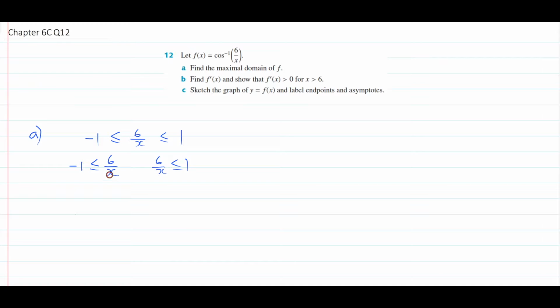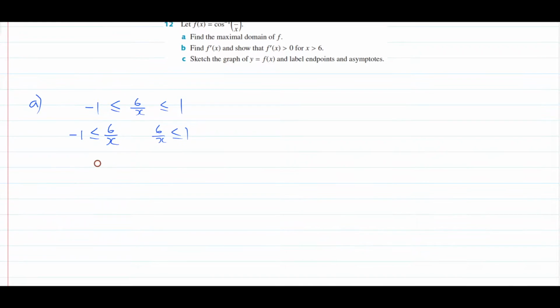The next step is where the common mistake is. Students would bring x to the left-hand side. I know I did that, and I know most students would do that too. But with inequalities, you do not want to bring x to the other side, you want to flip instead. That is the correct way of doing it.